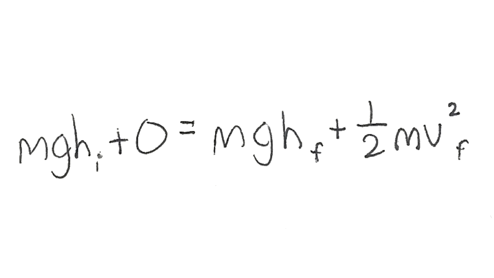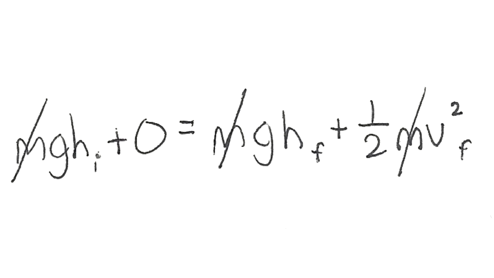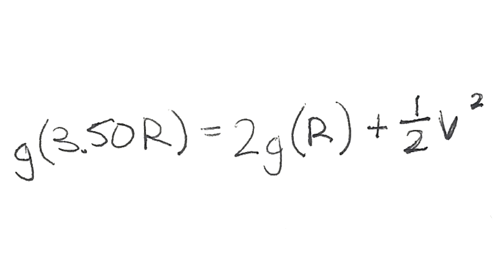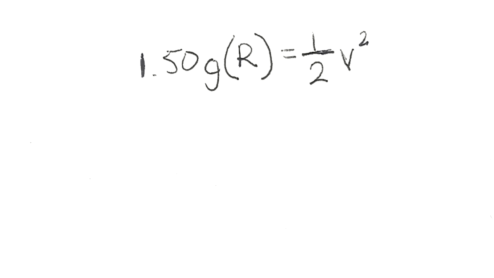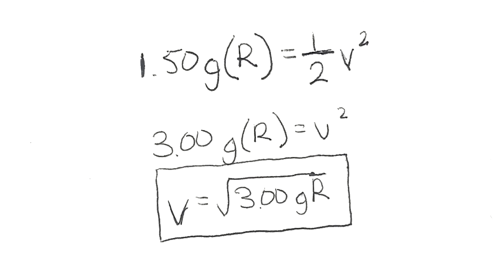Since mass is on both sides of the equation, we can cancel it out from the equation entirely. After that, we can plug in our initial height to be 3.50 r and our final height to be 2r, since it's at the top of the loop of radius r. Once we do this, we simply solve for v, and we get the answer to be v equals the square root of 3.00 times gravity times the radius.